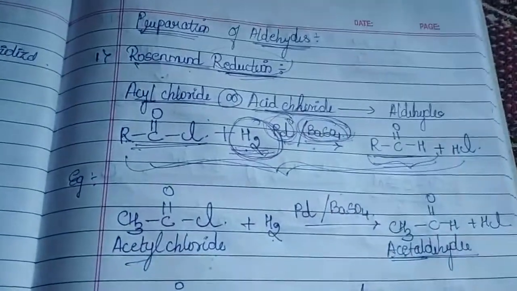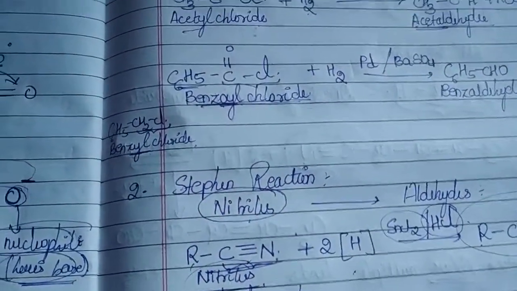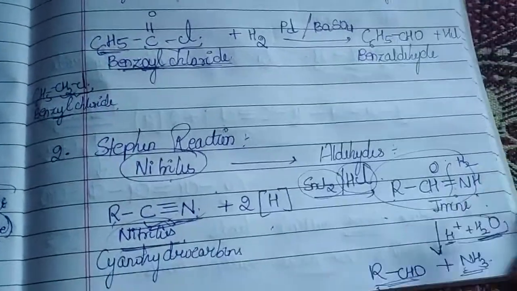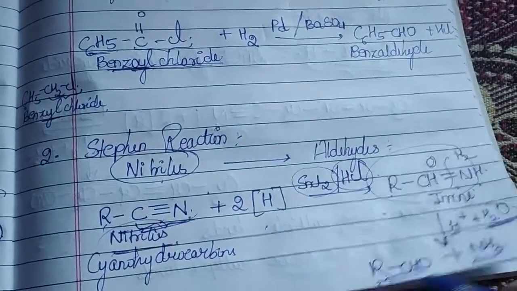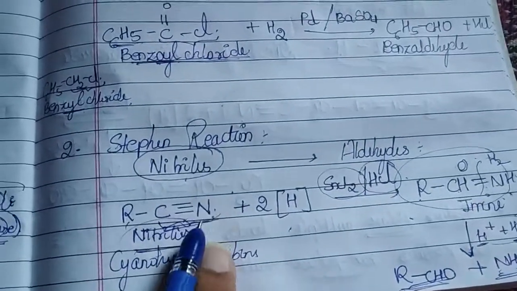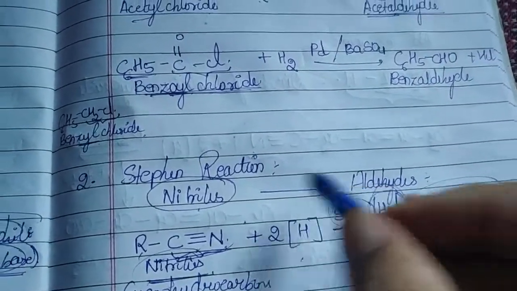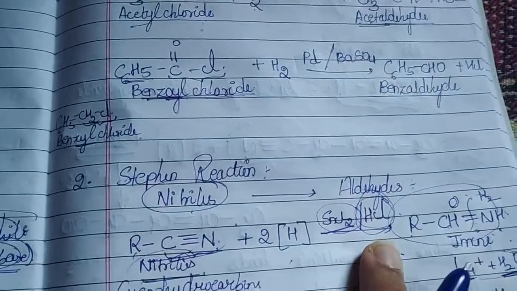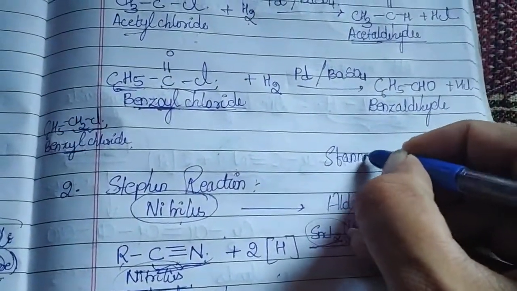aldehydes are obtained. But with respect to the Stephen reaction, we are converting our nitriles first to imine, and then on acid hydrolysis of the imine, we get our aldehyde. But before the conversion to the imine, the nitriles have to be treated with stannous chloride in concentrated HCl. Very important. Again I am saying it is stannous chloride.